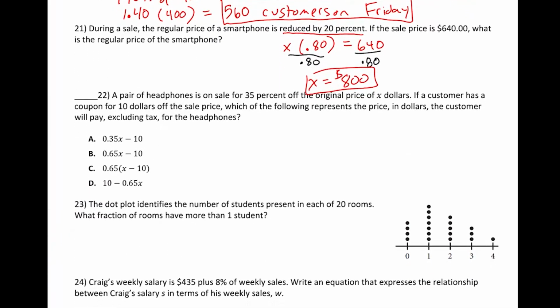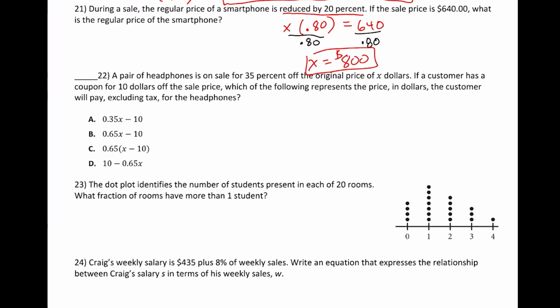Number 22 says a pair of headphones is on sale for 35% off the original price of X dollars. A customer has a coupon for $10 off the sale price. Which of the following represents the price in dollars the customer will pay excluding tax for the headphones? So we really just want to follow the money here.